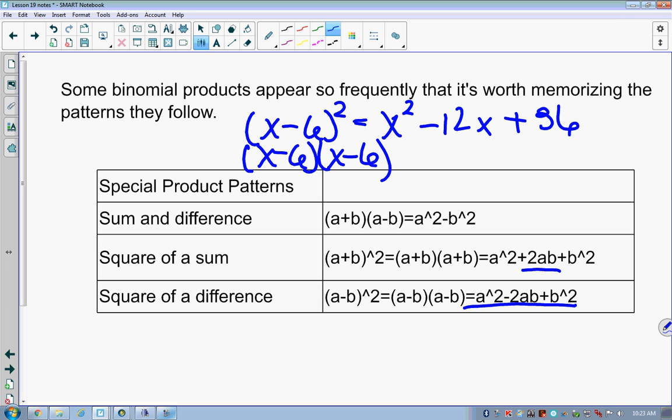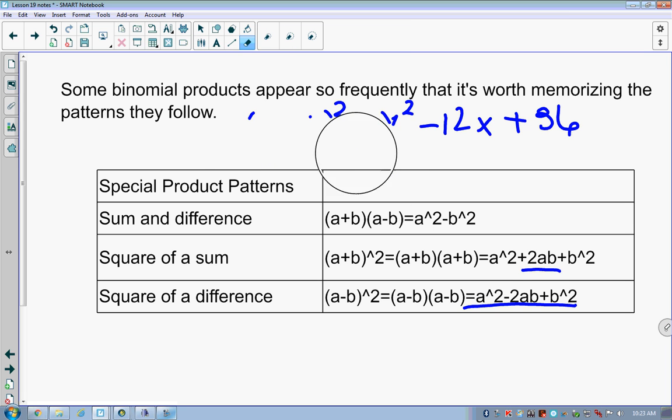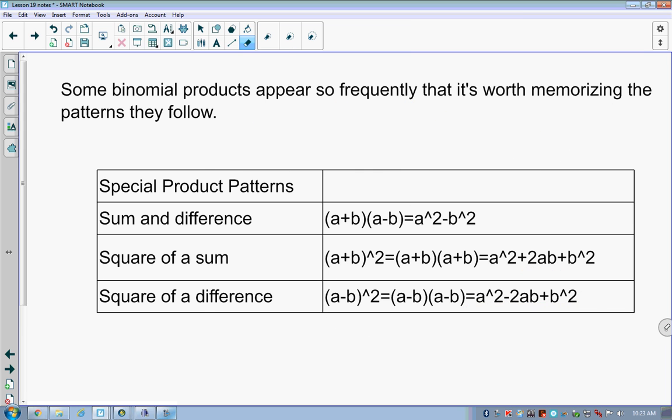All that does is allow me to get to the answer more quickly if I understand the pattern. Now, it has to be both the same. It can't be like x minus 6 times x minus 5. You won't get that pattern like that. It'll still be negative and positive, but it won't be as simple as doubling and then squaring. Questions so far? None?